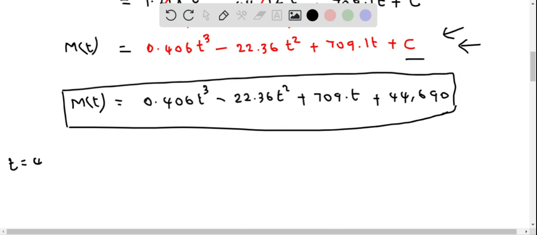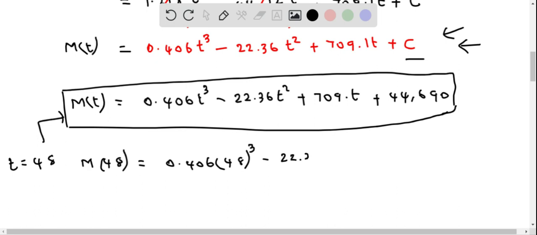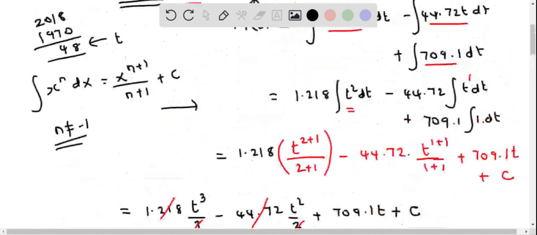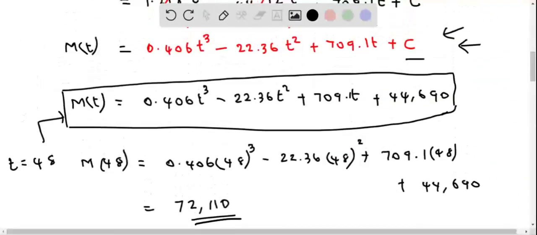I'm going to plug t equal to 48 into the model. So this becomes m of 48 is equal to 0.406 times 48 cube, minus 22.36 times 48 square, plus 709.1 times 48, plus 44,690. We can just plug all this into the calculator and determine the value, and this comes out to around 72,110. So this is the number of married couples in the year 2018. So we have found the model, as well as calculated the number of married couples in the year 2018.